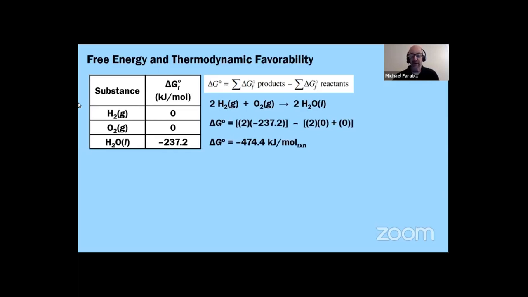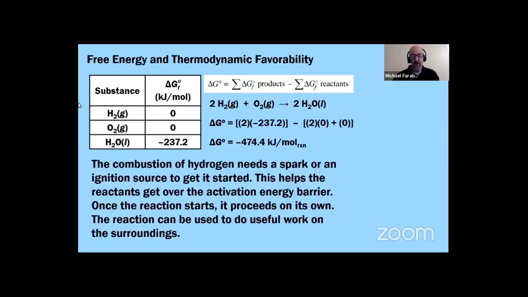Well, you may have heard of the Hindenburg airship that burst into flames. And again, hydrogen was inside the ship. You may have done experiments in your chemistry class involving a little popping sound as a test for hydrogen gas. The combustion of hydrogen, although it does need a spark or an ignition source to get it started, is thermodynamically favorable. So once you can get the reactants over the activation energy barrier, which is what that spark is doing, then the reaction starts and it proceeds on its own.